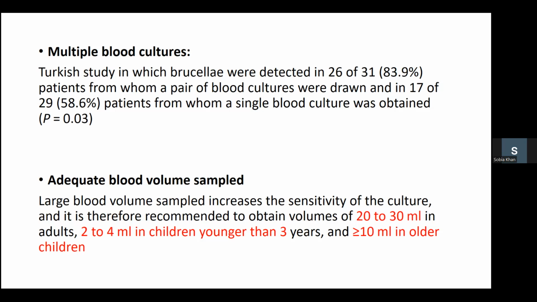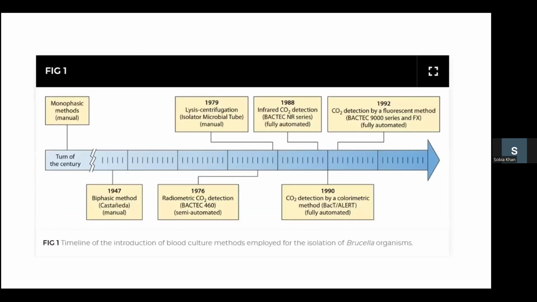They recommend multiple blood cultures. Multiple studies were referenced, one of which was a Turkish study in which Brucella was identified in 83.9% of the patients from whom a pair of blood cultures were drawn, compared to 58.6% of the patients in whom a single blood culture was obtained, and this was statistically significant. So definitely, the more the blood cultures, the more the yield. Adequate blood volumes are also important. The minimal volumes should be at least 20 to 30 ml in adults, 2 to 4 ml in children, and more than 10 ml in older children.